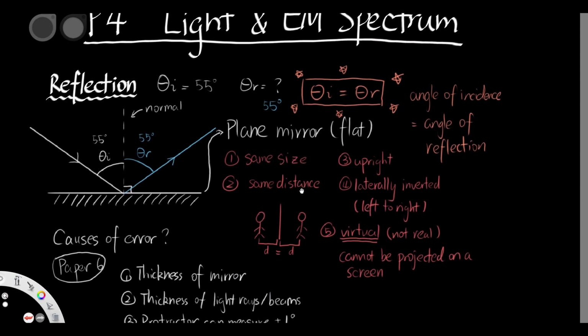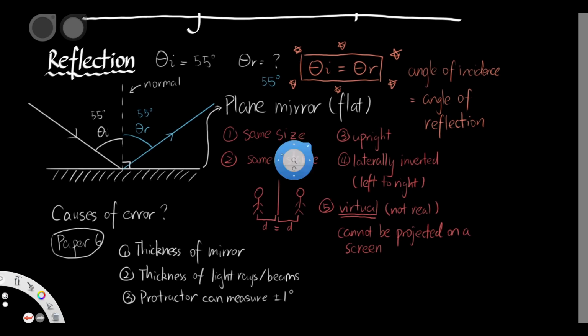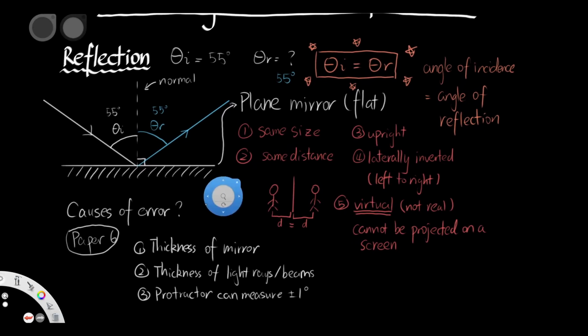And that's pretty much it for the reflection part. Just remember, angle of incidence equals angle of reflection. Same size, same distance, upright, laterally inverted, and virtual are the 5 characteristics of a plane mirror. And the causes of error for this experiment might be the thickness of the mirror, the thickness of light rays or light beams, and the protractor can only measure up to plus or minus 1 degree.